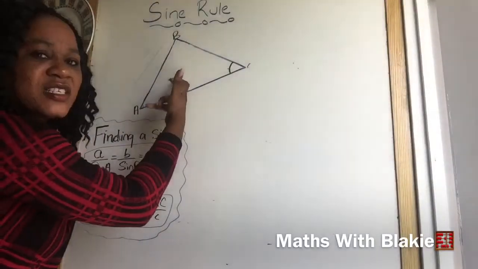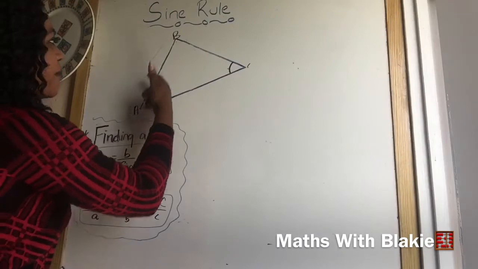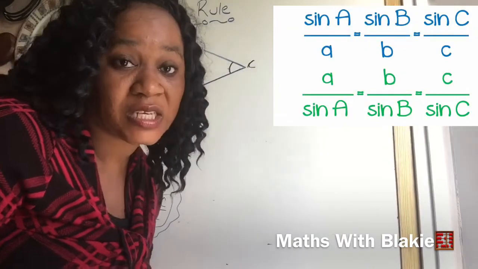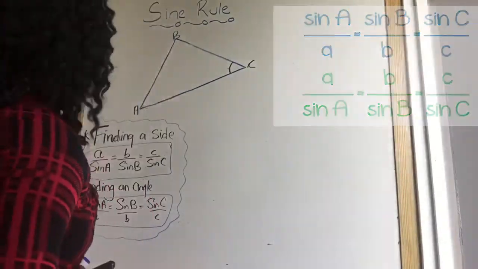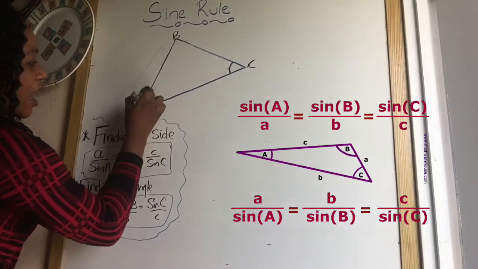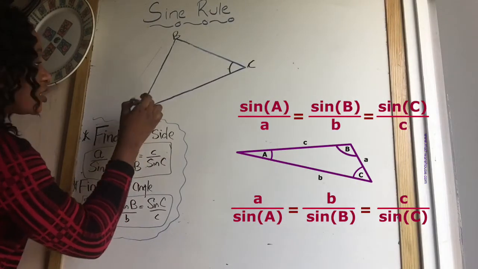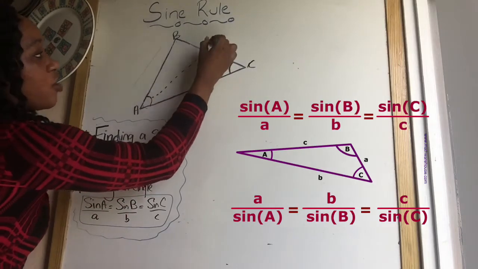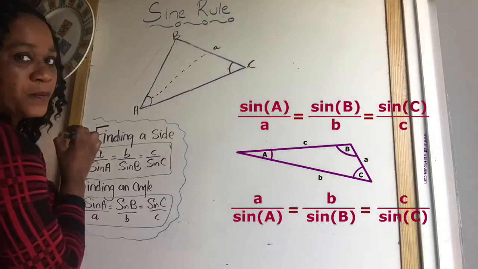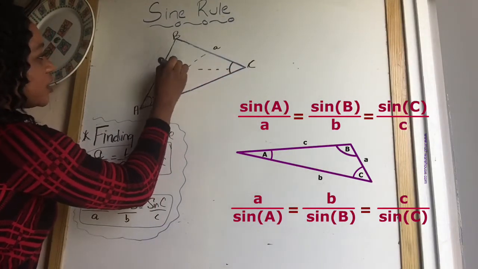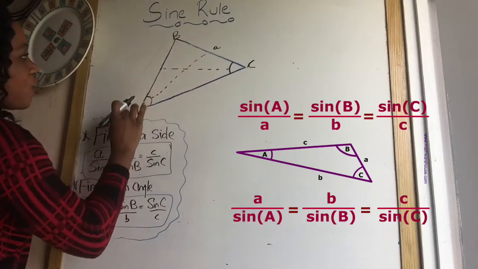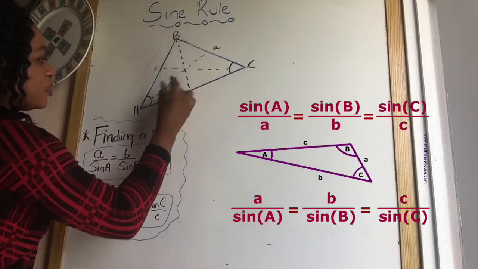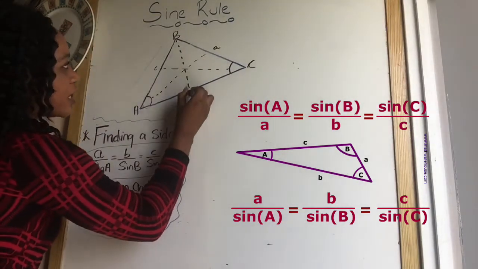So this is my triangle, and it is labeled ABC. We use capital letters for the angles. Angle A is opposite to BC or CB, and we call that little a. Angle C is opposite to BA or AB, we call that little c. And angle B is opposite to AC or CA, we call that little b.